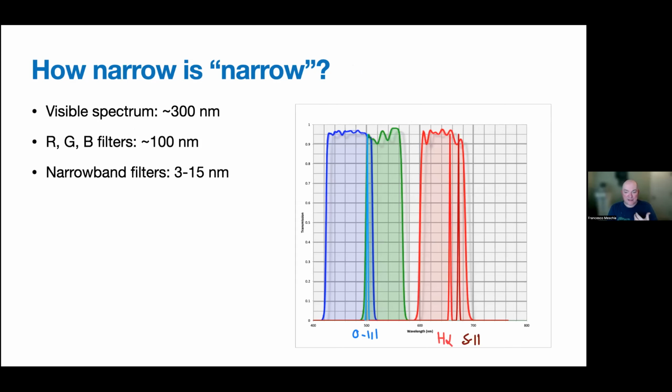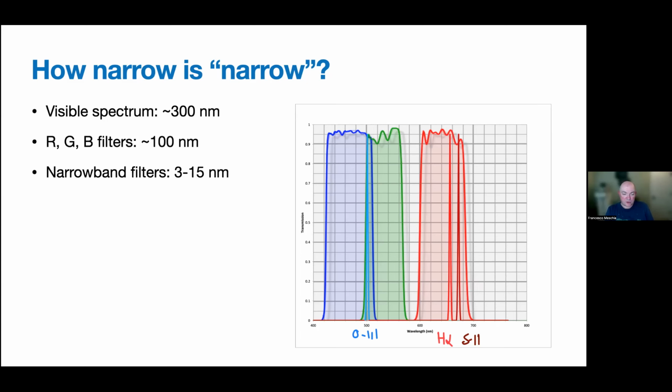But how narrow is narrow? So I put on this slide a chart, I believe I took it from Astronomik, and it's a representation of the visible spectrum and then some. So everything between 400 and 800 nanometers. What we can see with our eyes is essentially the region between 400 and 700 nanometers. Of course, there are individual differences, some people can see a little more, and some people a little less. But let's say that as an average, we have about a 300 nanometer window in terms of wavelengths of the photons that we can see.